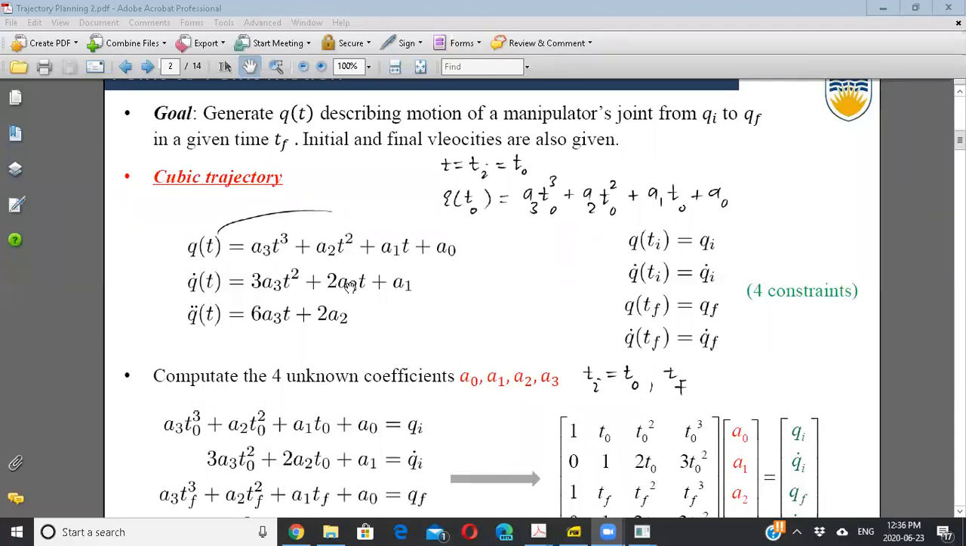This becomes 2a2t, this becomes a1, and this is a constant so its derivative with respect to time is 0. So it will not show up in this expression, in this second order polynomial. And if we differentiate one more time with respect to t, this double dot will become 6a3t.